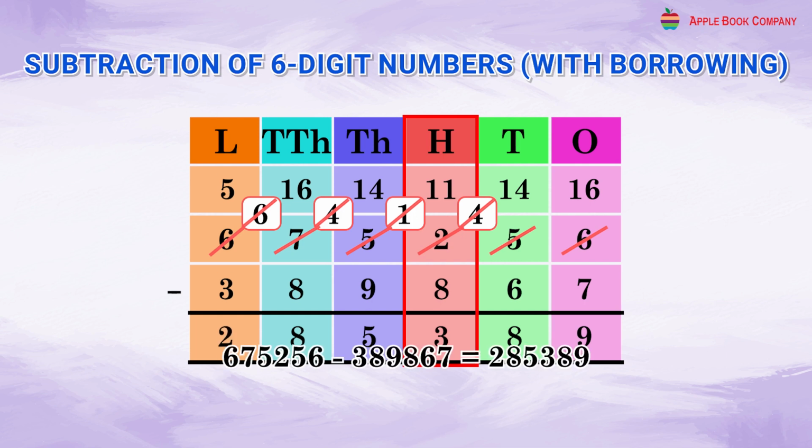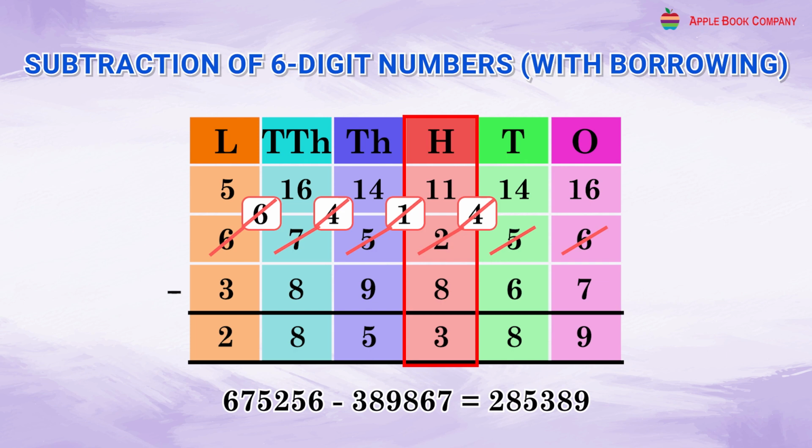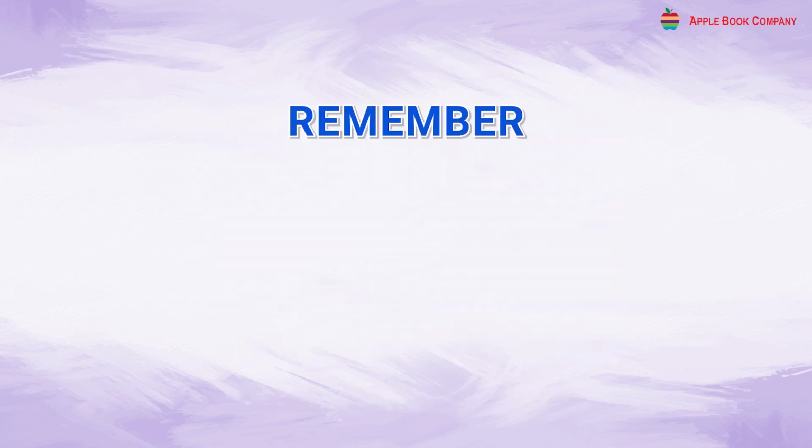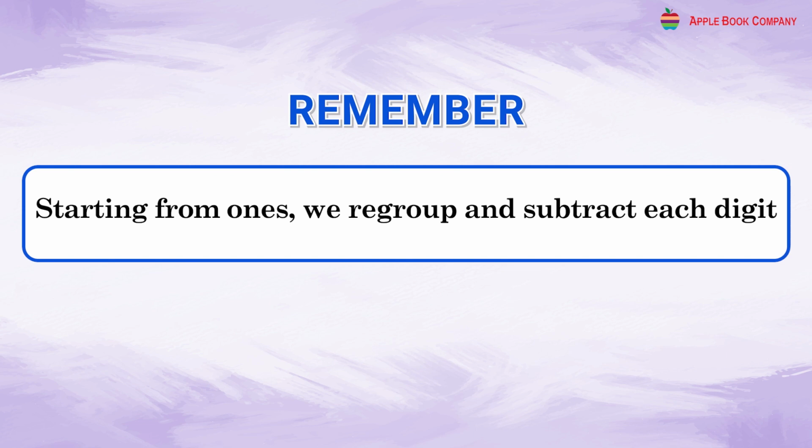So 6,75,256 minus 3,89,867 is 2,85,389. Remember, starting from ones, we regroup and subtract each digit.